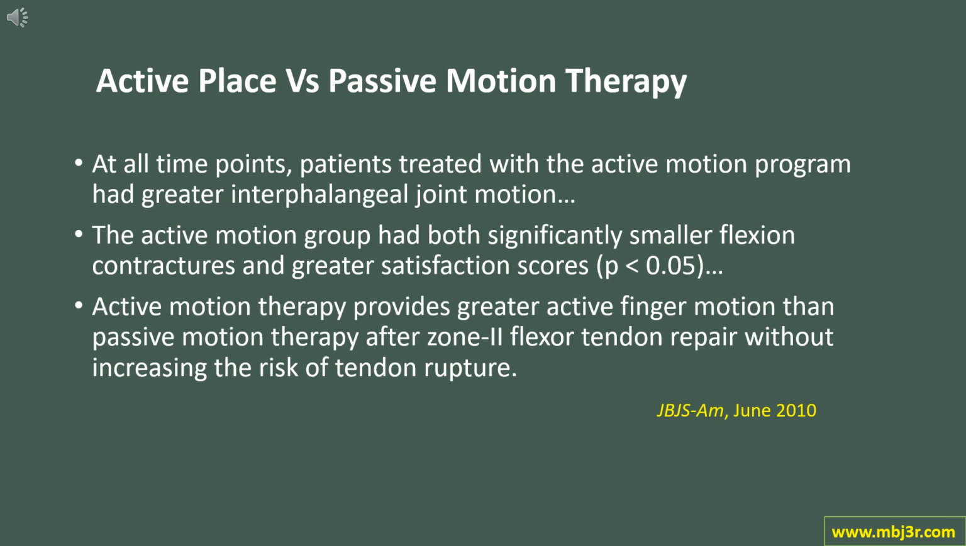Active compared with passive motion therapy in tendon repair. At all time points, patients treated with the active motion program had greater interphalangeal joint motion. The active motion group had both significantly smaller flexion contractures and greater satisfaction scores. Active motion therapy provides greater active finger motion than passive motion therapy after zone 2 flexor tendon repair without increasing the risk of tendon rupture. Ideally, repair it properly and start active movements as early as possible.